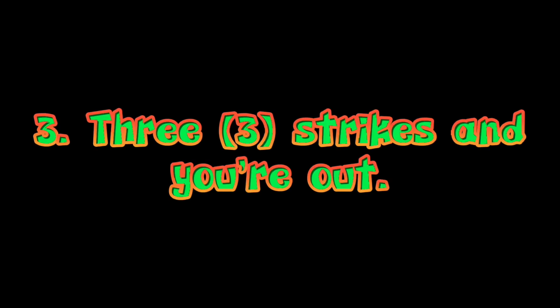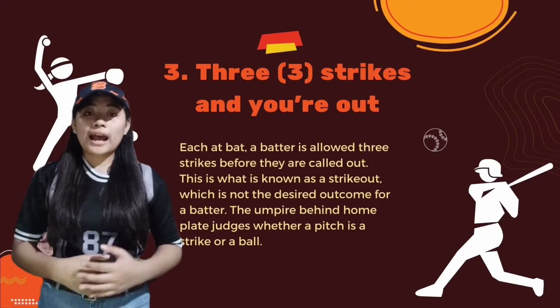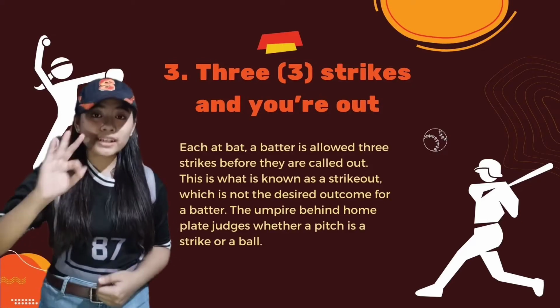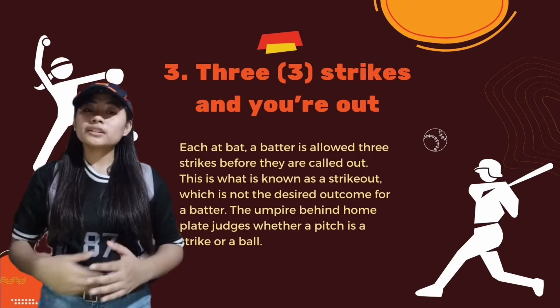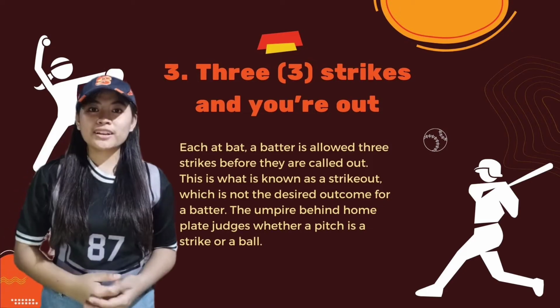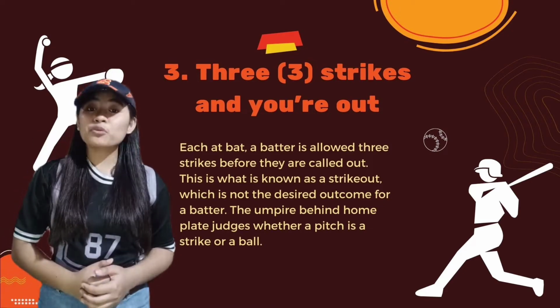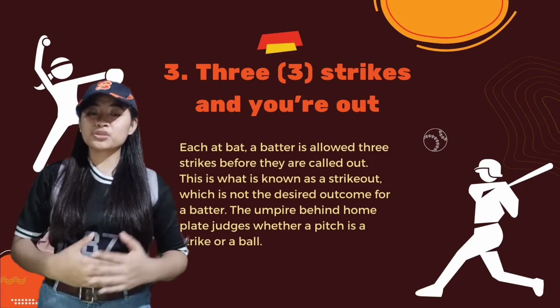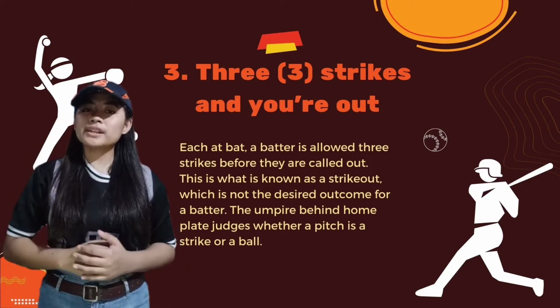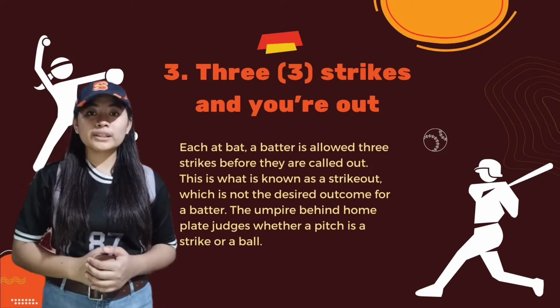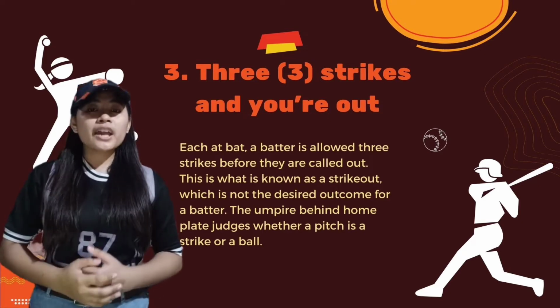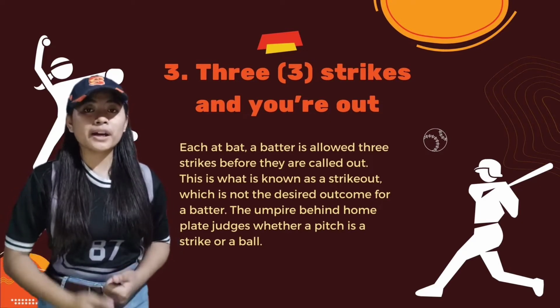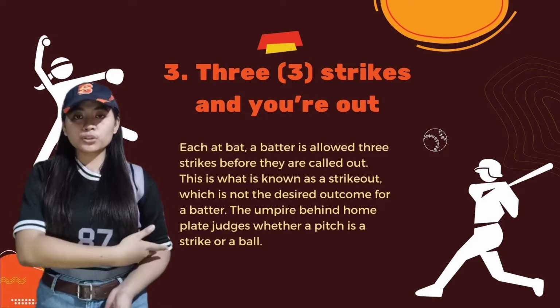Number 3. 3 strikes and you're out. Each at bat, a batter is allowed 3 strikes before they are called out. This is what is known as a strikeout, which is not the desired outcome for a batter. The umpire behind home plate judges whether a pitch is a strike or a ball. To be determined as a strike, a pitch must fall within the strike zone, an imaginary area over the home plate in between the batter's knees and the bottom part of the shoulders.